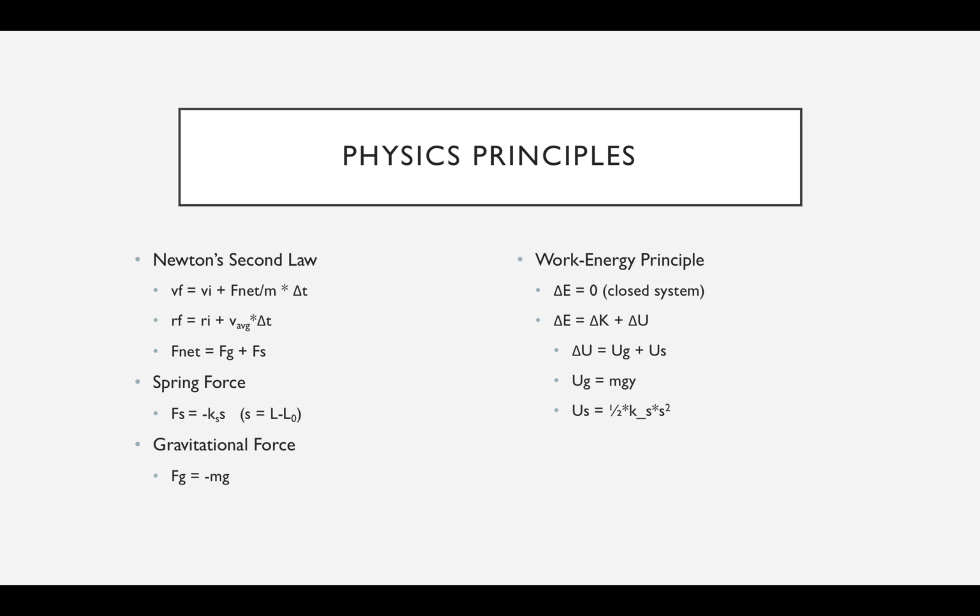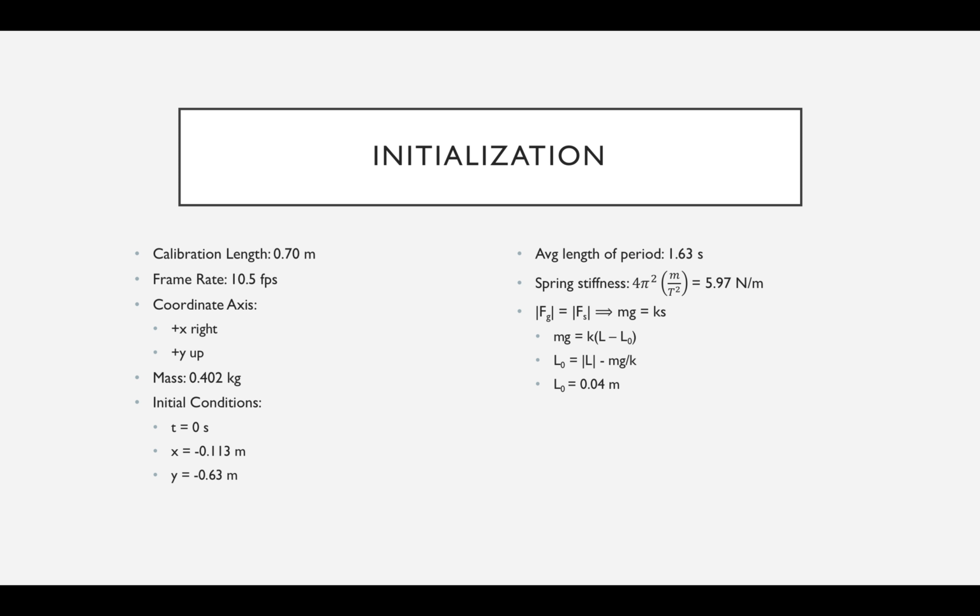In this system, the change in energy should be zero since it's a closed system. The change in energy was equal to the change in kinetic energy plus the change in potential energy. The potential energy was made up of the gravitational potential energy, which is equal to m times g times the distance y, and the spring potential energy, which is equal to 1/2 times the spring stiffness constant times the distance squared.